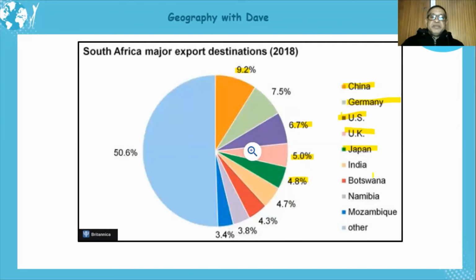India, we can see also 5% there. Japan was 4.8, Botswana 4.3, lovely, because they're close to us. Cheaper transport costs, closer proximity. Just looking at some of the graphs here, and it's also helping us analyze the graph.